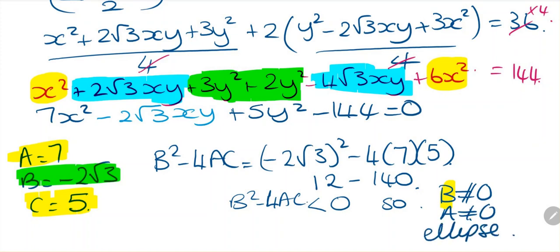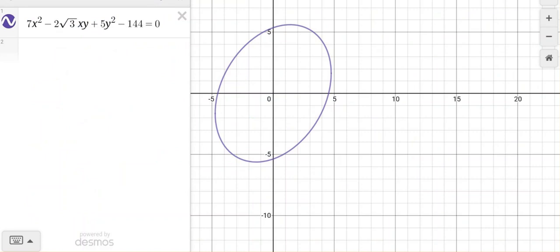So we can just check this in Desmos. Okay, so if we look at the equation in Desmos, we can see that we have a rotated ellipse.